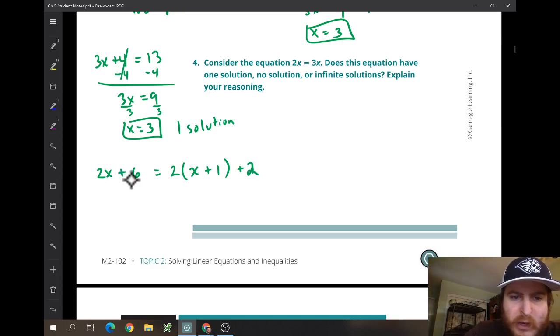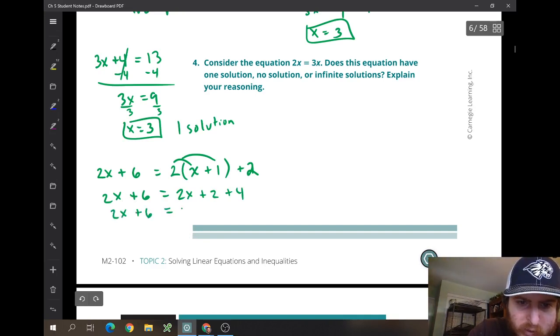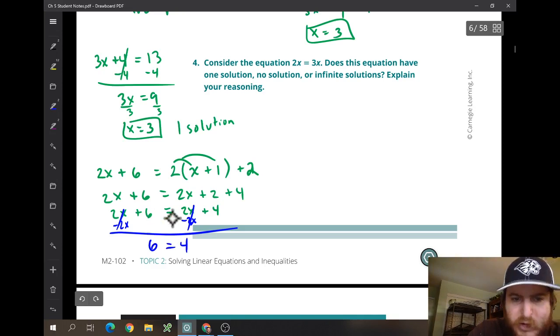So here, we're going to distribute first. And we get 2x plus 6 is equal to 2x plus 2 plus 2. So we get 2x plus 6 is equal to 2x plus 4. And so then what's going to happen is if I subtract 2x to both sides, I get 6 is equal to 4. You could have also subtracted 4 and gotten 2 equals 0. Either way, this is just false.